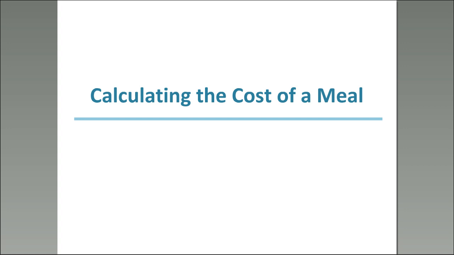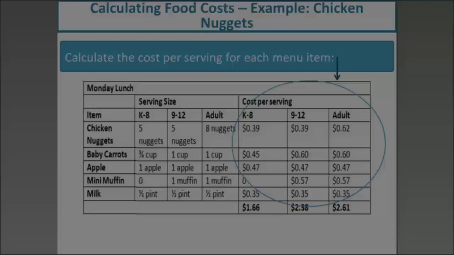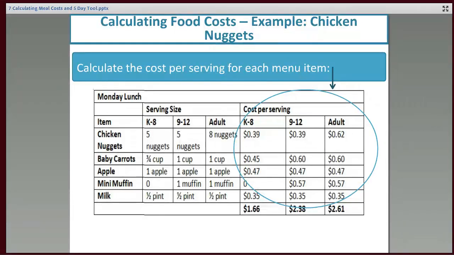So to start off, before we complete the tool, we'll talk about calculating the cost of a meal, since that's a large piece of information that's needed before you complete the tool. This shows a menu for one day and looking at the costs of each serving of each item. So for example, K through 8, the chicken nuggets cost 39 cents, the baby carrots cost 45 cents, the apple 47 cents. They didn't have the muffin, but they had 35 cents for the milk.